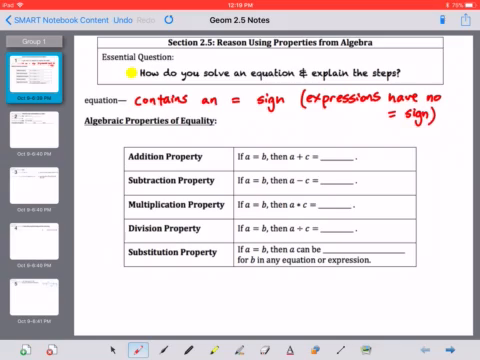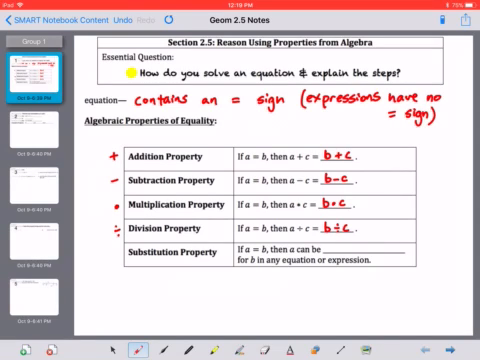All right, well, to solve equations, we use these algebraic properties of equality, and there's one for each operation. There's one for addition, subtraction, multiplication, division, and then substitution. So the addition property tells us that if A equals B, then A plus C equals B plus C. So you can add something to both sides. Likewise, you can subtract something from both sides. You can multiply both sides of an equation by something. And you can divide both sides of an equation by something.